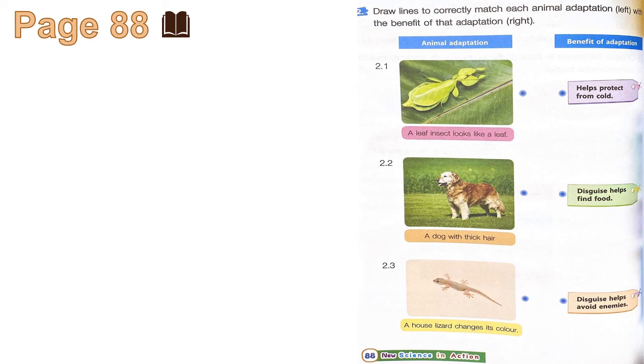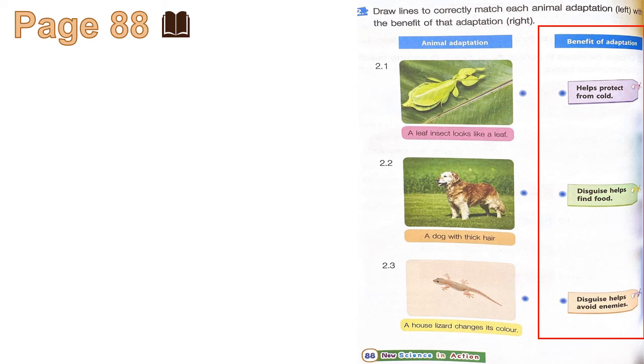Now look at the benefit of adaptation on the right side. We have here, helps protect from cold, disguise helps to find food, and disguise helps to avoid enemies. Please draw a line to correctly match animal adaptation to each benefit.